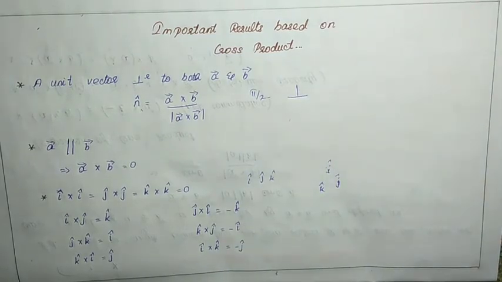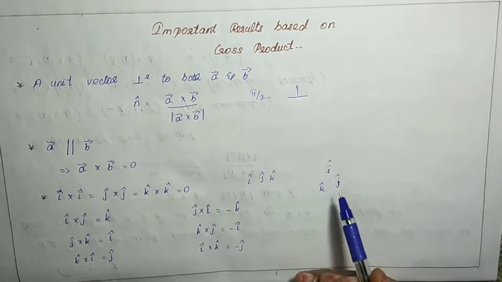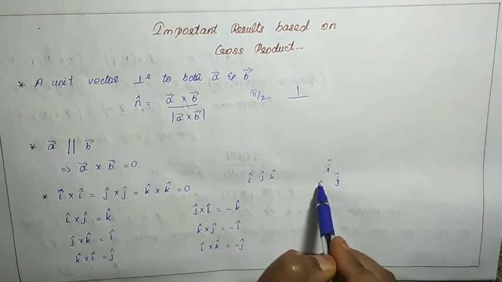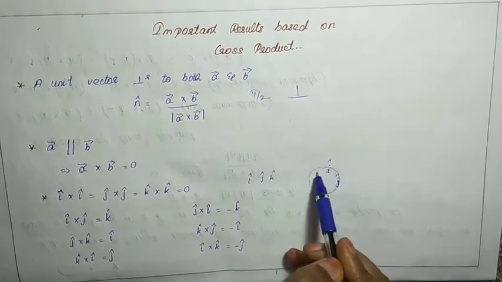Okay, so now what if I come like this? j cap cross i cap is minus k. This should be in clockwise.